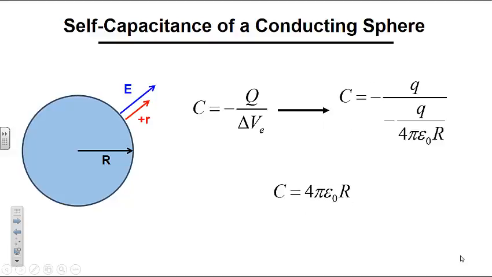As expected, the self-capacitance depends upon only geometric factors of the conductor. In this case, it depends upon the surface area of the conductor, 4 times pi times r squared. The larger the surface area, the larger the self-capacitance.